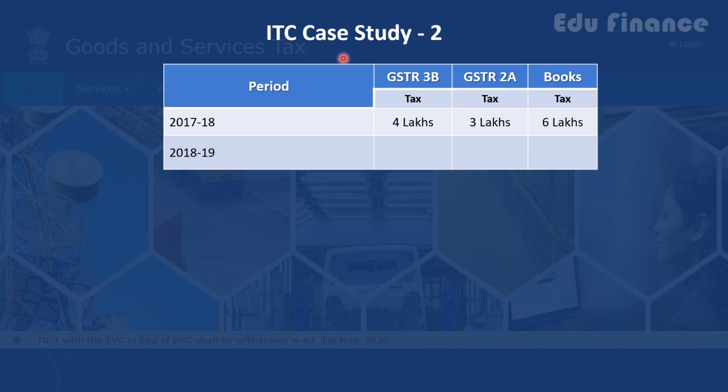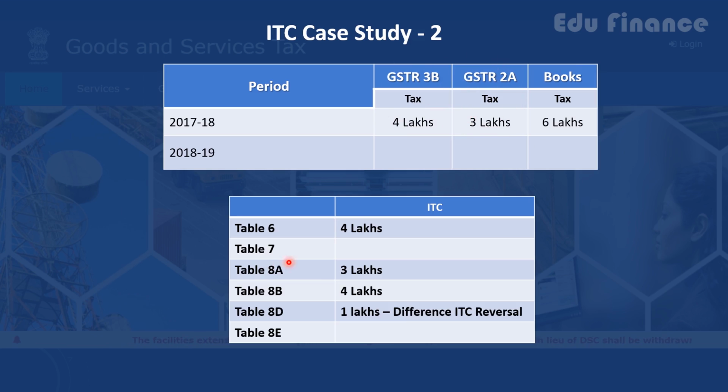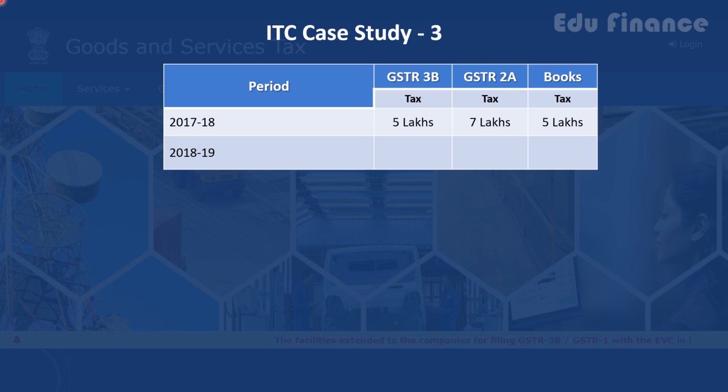Case study number 2, where ITC of rupees 6 lakh is taken in books of accounts, ITC of rupees 4 lakh availed in GSTR 3B and ITC of rupees 3 lakh reported in GSTR 2A. In such case, ITC 4 lakh shall be reported in Table 6 of GSTR 9 and Table 8 shows a value of 3 lakh which is auto-populated from GSTR 2A. Rupees 4 lakh shall be reported in Table 8B and the difference of rupees 1 lakh shall be auto-populated in Table 8D. Then such ITC shall be reversed.